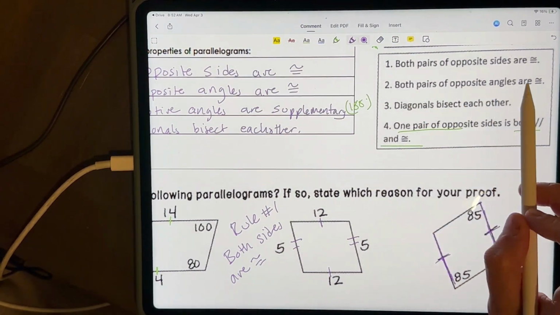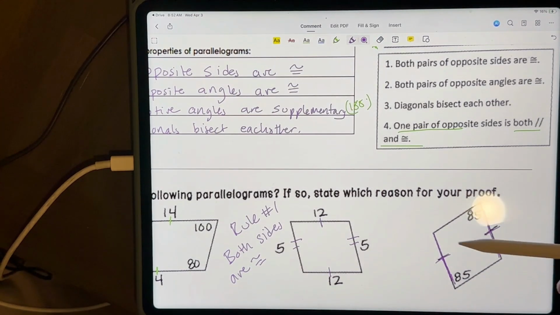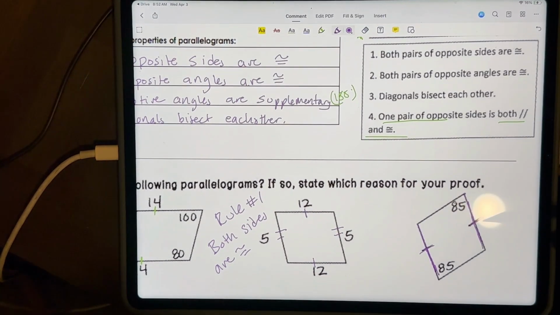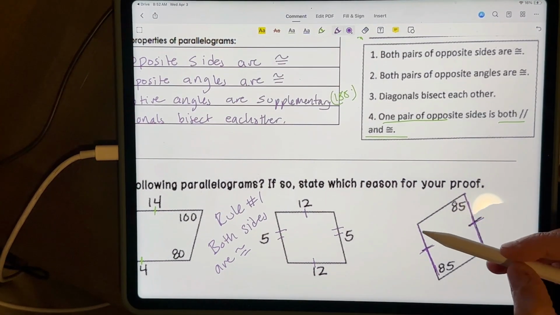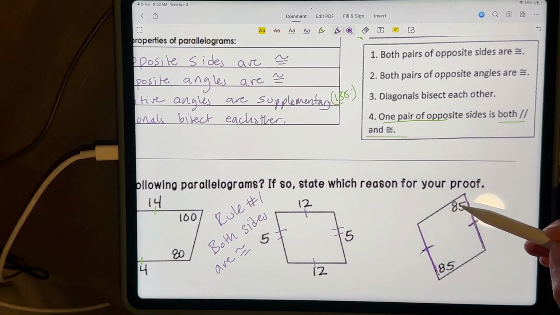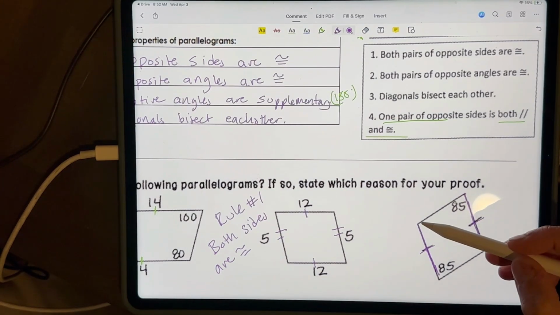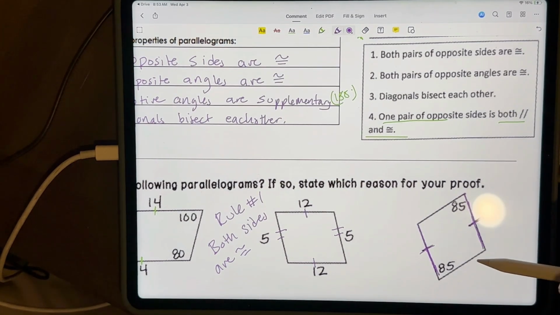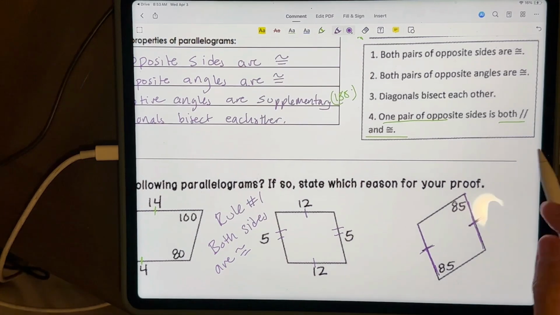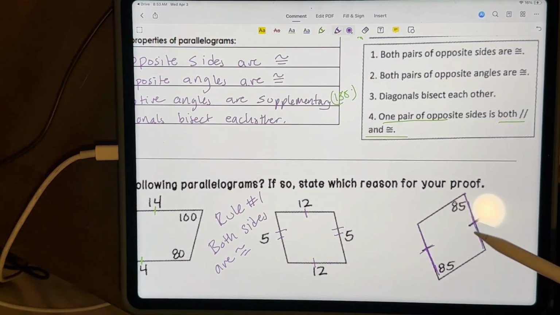Both pairs of opposite angles are congruent. Well, those are congruent, but are we told that these are congruent? No, we are not told that those are congruent. If we're not told they're congruent, we can't claim that, okay? You would subtract those both from 360, unless they're split in half, but we don't know if they're split in half. Okay, diagonals. Are there any diagonals even drawn in here?